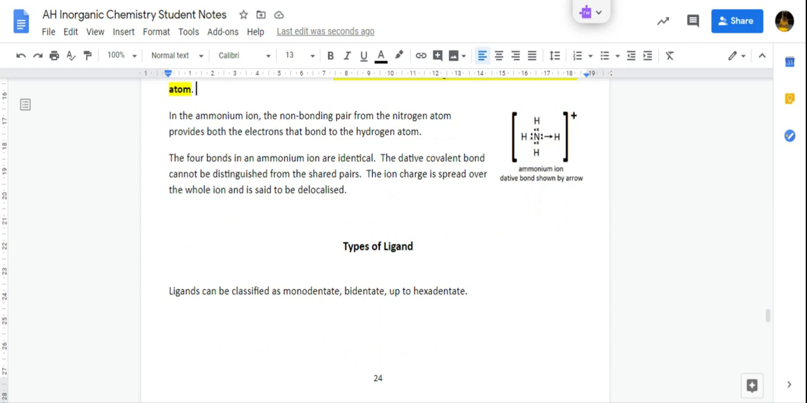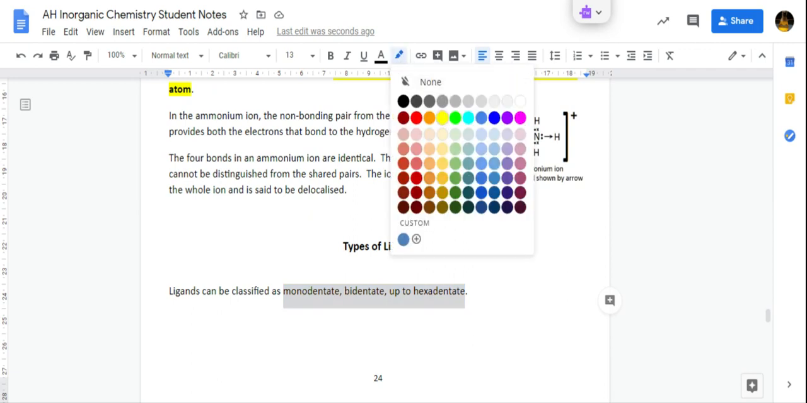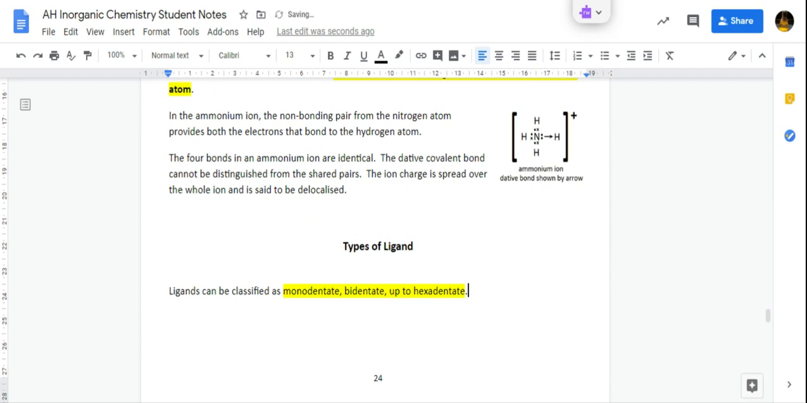There are different types of ligand, and they're classified as either monodentate, bidentate, and they can go all the way up to hexadentate. Mono meaning 1, bi 2, hexa 6.